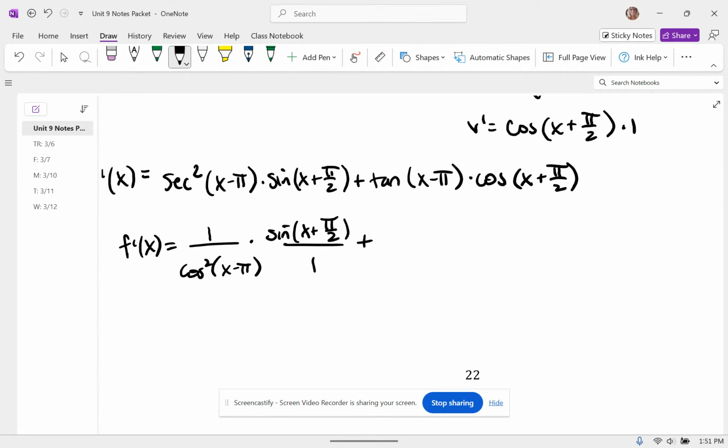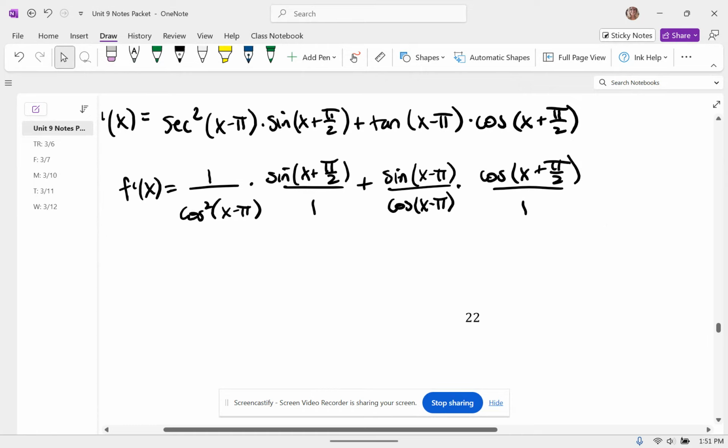What about tangent? What should I do for that one? Sine over cosine. All right, and then just simplify the fractions. I don't think anything cancels, but at least get it in terms of one thing times another.